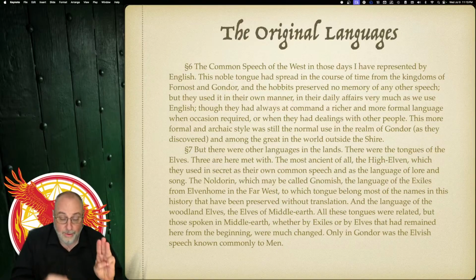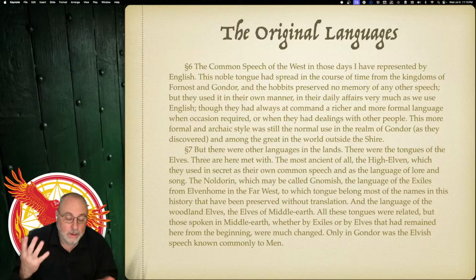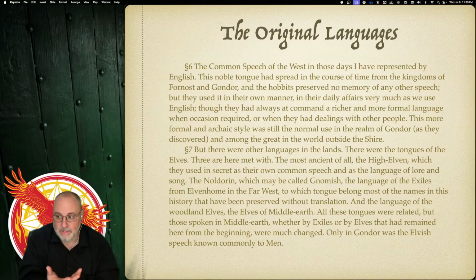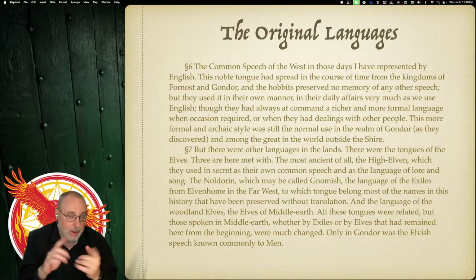Okay. Third language. The language of the woodland elves, the elves of Middle-earth. Sylvan, right? Legolas's language, which he can speak with the Galadhrim. He and Haldir speak in that language. And it's different from Sindarin, as Legolas himself explains to us, right? So he appears to be describing what we know as Quenya, Sindarin, and Sylvan. That's what he seems to be describing.